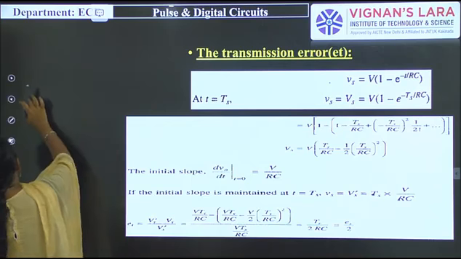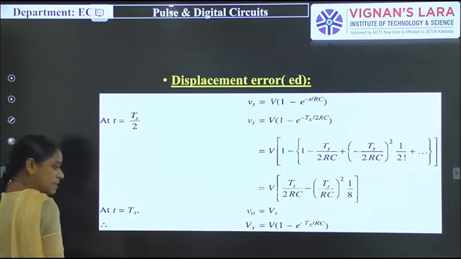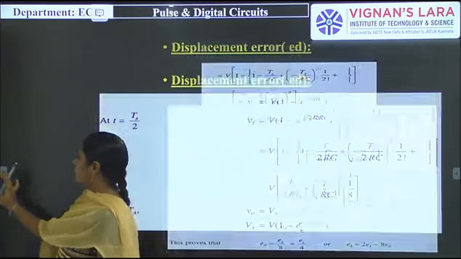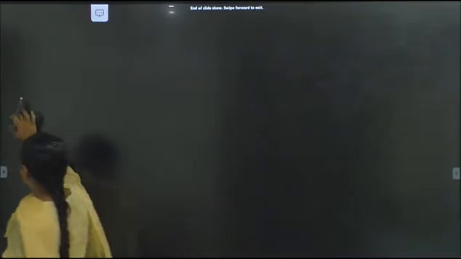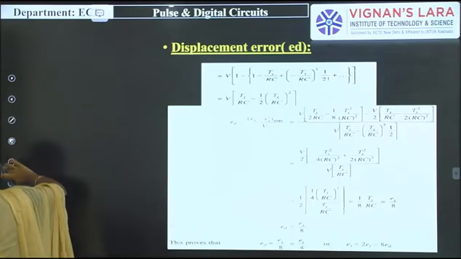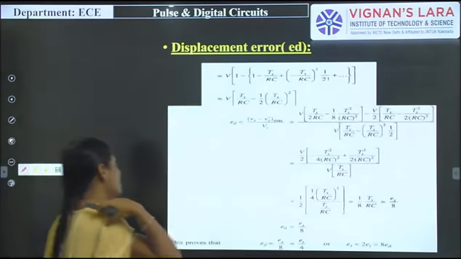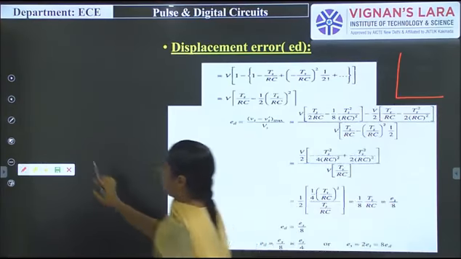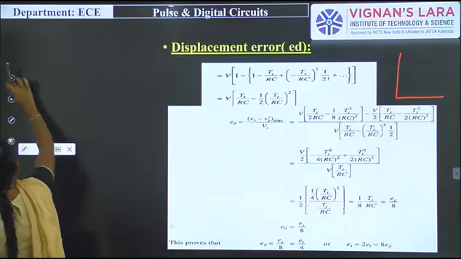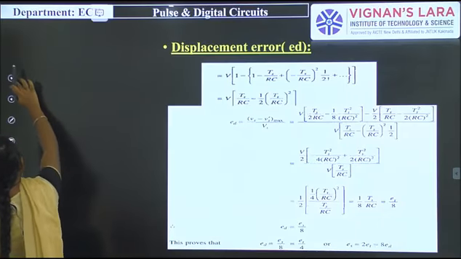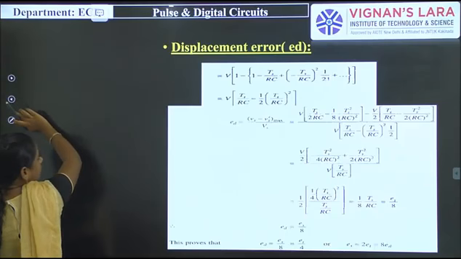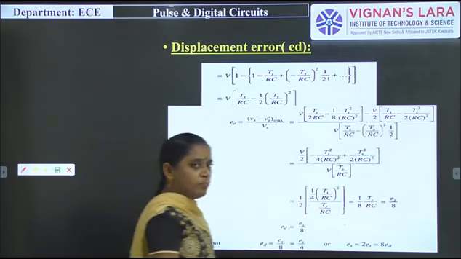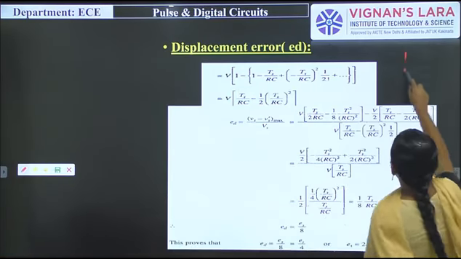And the next one is the displacement error. So what is meant by displacement error? Simply we have to say that the displacement error is nothing but a deviation from linearity. So the displacement error can be represented with the maximum deviation from linearity. So the displacement error we have to write like this. It is the maximum deviation from linearity divided by the sweep error.